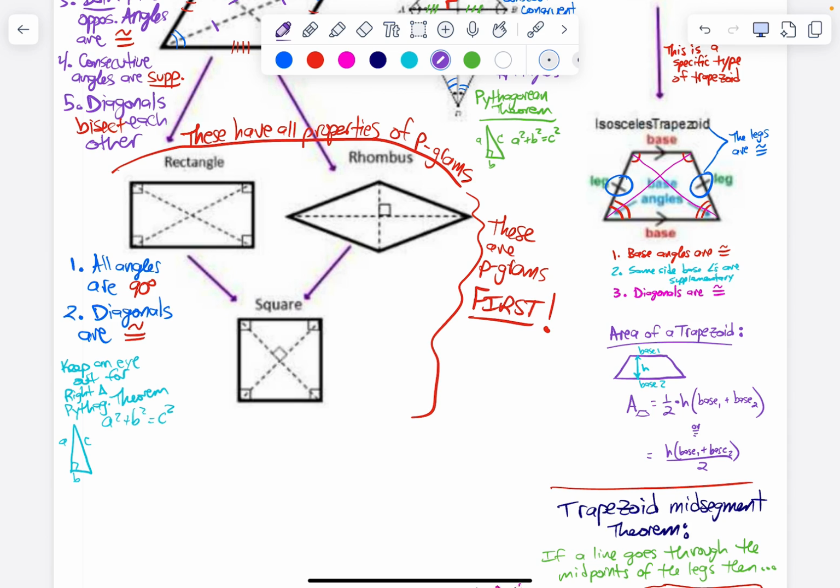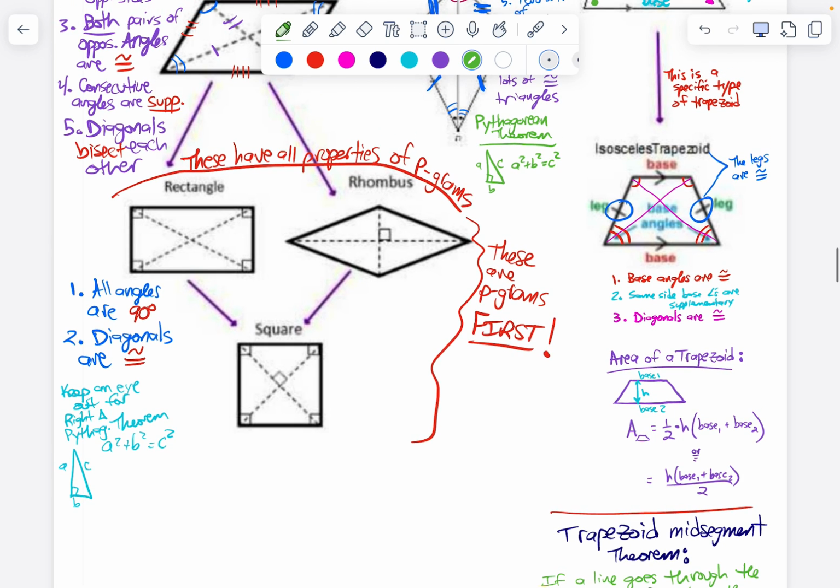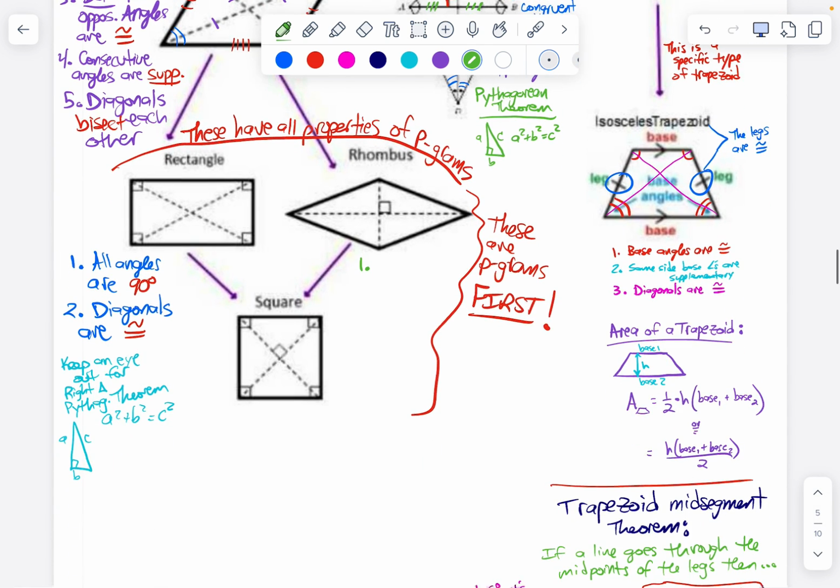Okay, rhombus. Also a few properties. What do you think that one has? The lines going through it are perpendicular. What are those lines called? Diagonals. Yep. Diagonals are perpendicular.